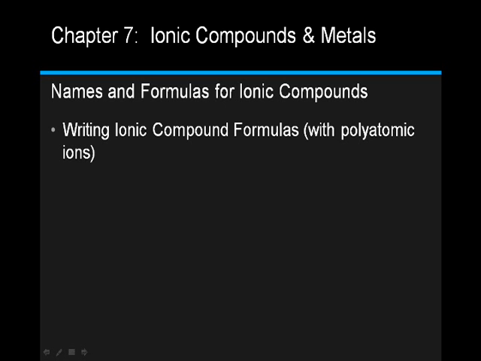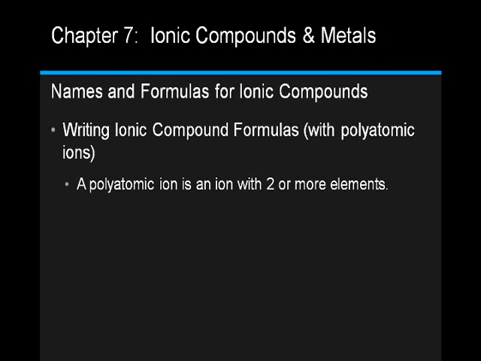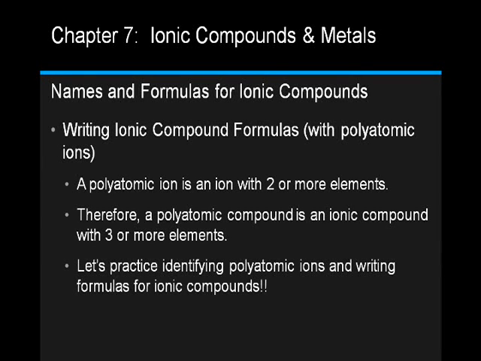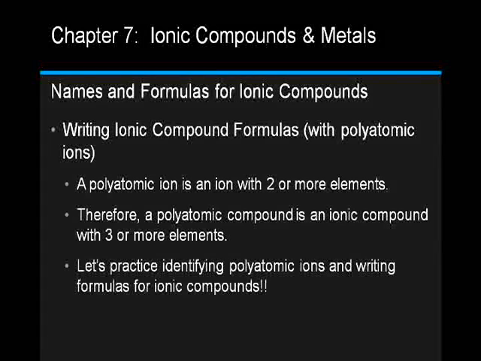Now let's talk about writing ionic compound formulas when you have polyatomic ions. Polyatomic ions are ions with 2 or more elements. So a monatomic ion was an ion with 1 element. Polyatomic is 2 or more elements put together. Therefore, a polyatomic compound is an ionic compound with 3 or more elements put together. Let's practice identifying polyatomic ions and writing the formulas for those types of ionic compounds.